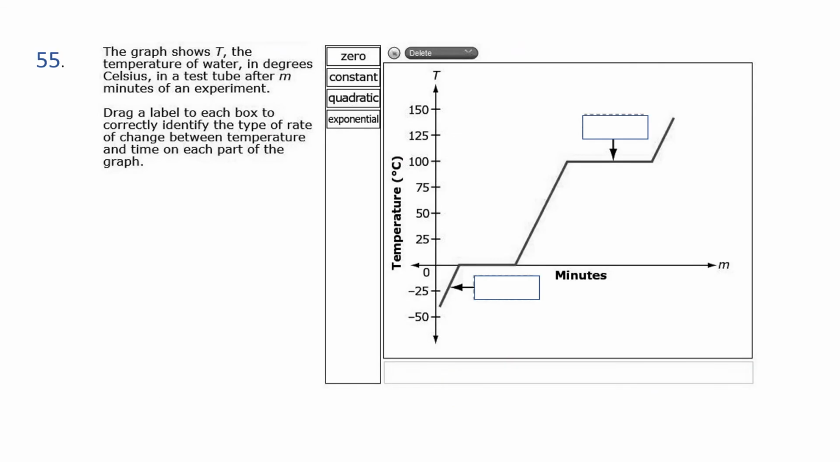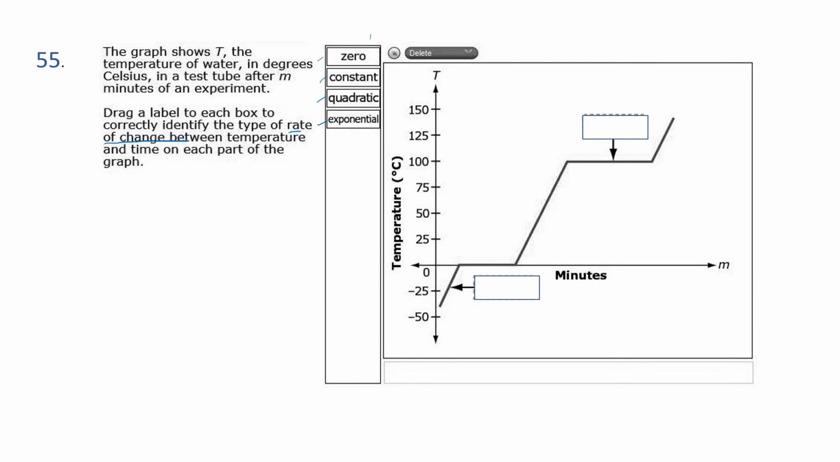So number 55 here, it says the graph shows T, the temperature of water, in degrees Celsius in a test tube after m minutes of an experiment. Drag a label to each box to correctly identify the type of rate of change between the temperature and time on each part of the graph. So we only have 2 here. We notice we have 4 different items that we could choose. So of course on a computer you would just drag these boxes here.